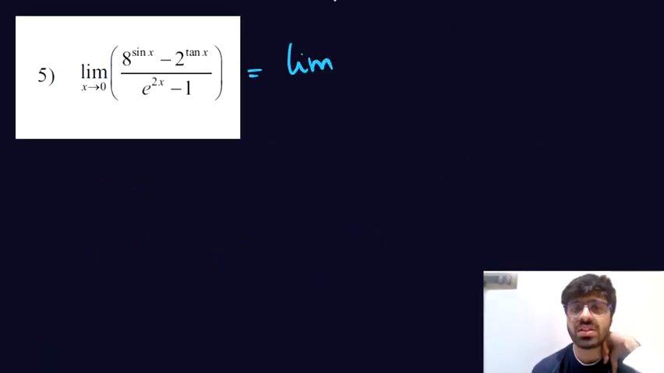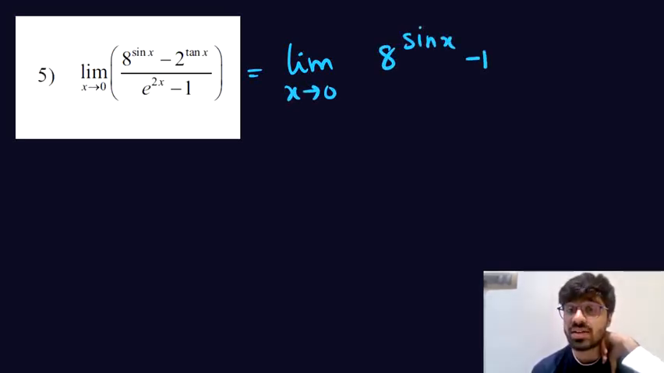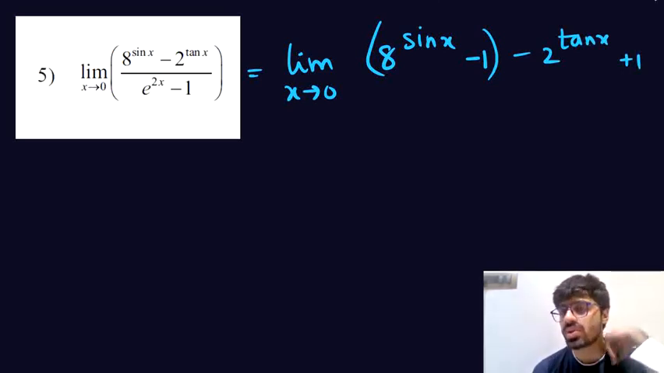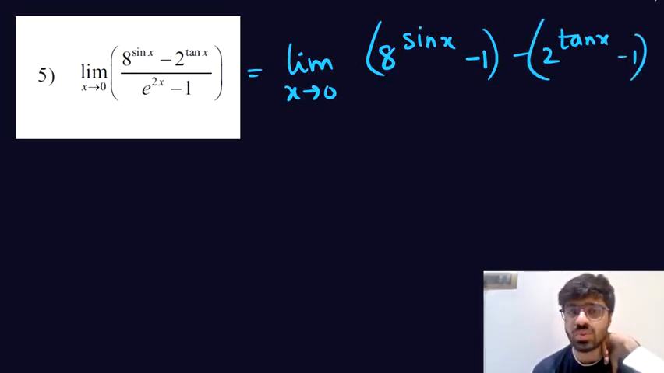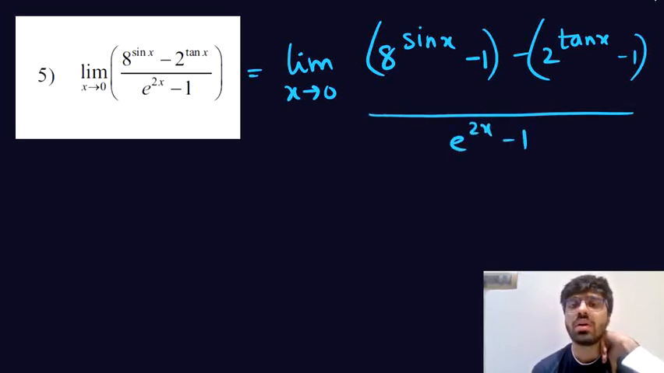Here we have limit of x tends to 0. In the numerator it is 8 power sin x. We will write it as minus 1 minus 2 power tan x, and we add a 1 here, so it is plus 1 here. But if we take out a minus sign common from there, it will be minus 1 here, divided by e power 2x minus 1. We can divide the numerator and denominator by x.